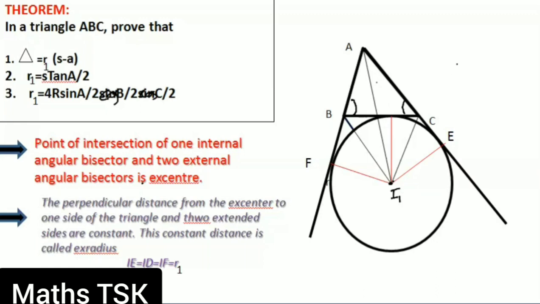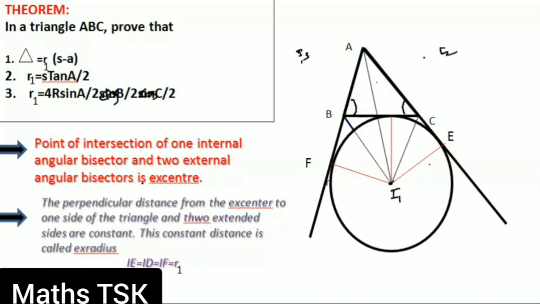Similarly, there exists a circle here, opposite to B, whose center is called excenter I2. There exists a circle here, opposite to C, with the internal angular bisector through C and external angular bisectors through B and A drawn. They intersect here. So here we will have I3. Here we will have I2, and here we will be having I3.